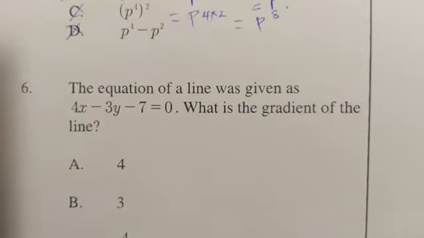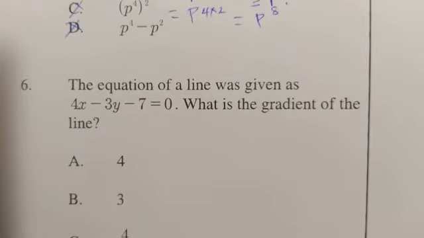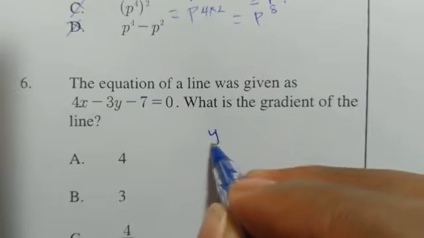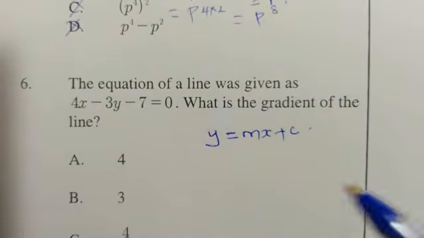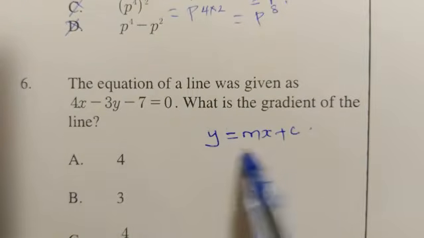The equation of a line was given as 4x minus 3y minus 7 is equal to 0. What is the gradient of the line? So for us to know the gradient of a line from any equation, the equation must first of all be in the form of a general equation of a straight line. How does the general equation of a straight line look like? y is equal to mx plus c. So we are supposed to write this equation in this form.